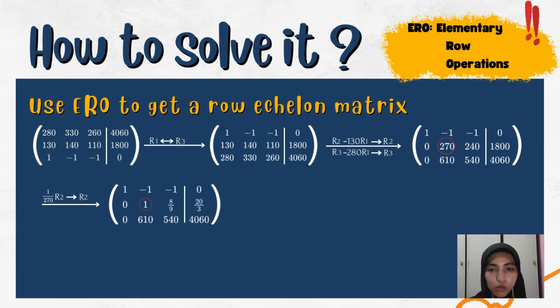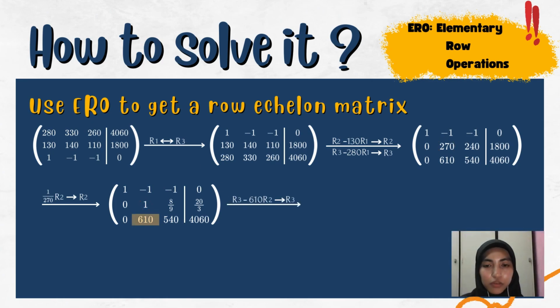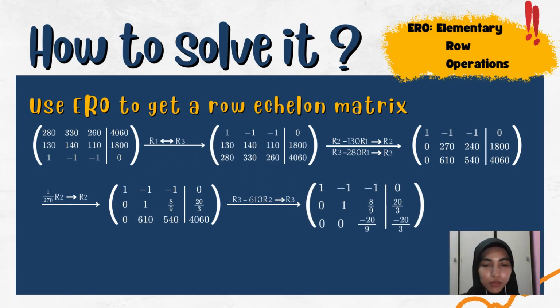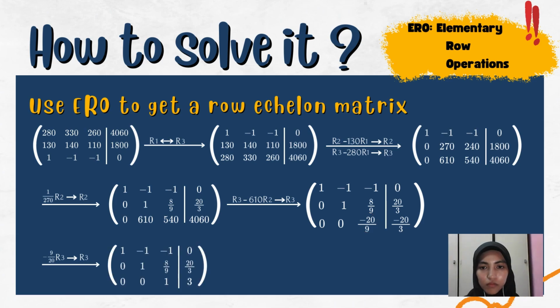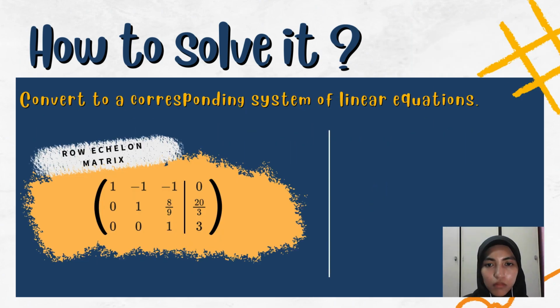Third step, to get the second leading one, we need to multiply row 2 by 1 over 270. To have 0 under the second leading one, we need to multiply row 2 by 610 and subtract from row 3. Lastly, we need to find the third leading one. Negative 9 over 20 will be multiplied with row 3 to get the third leading one. Thus, we will get the row echelon matrix using the Gaussian elimination method.